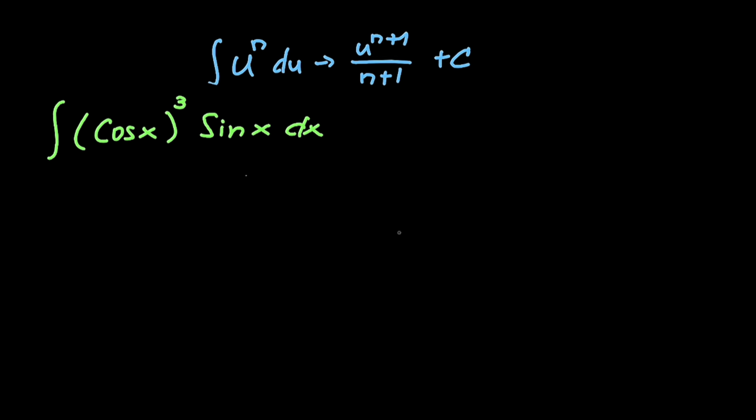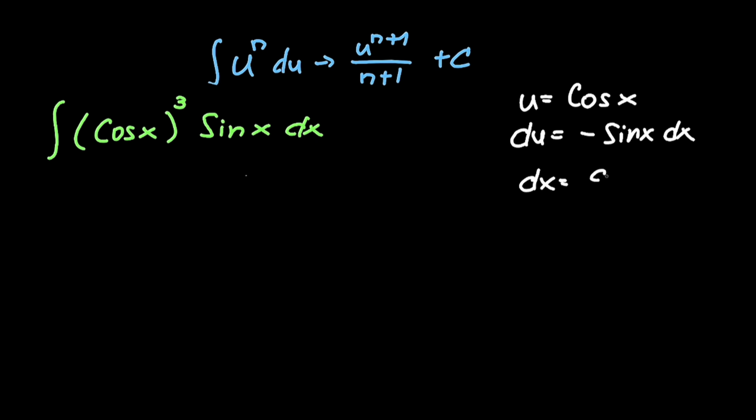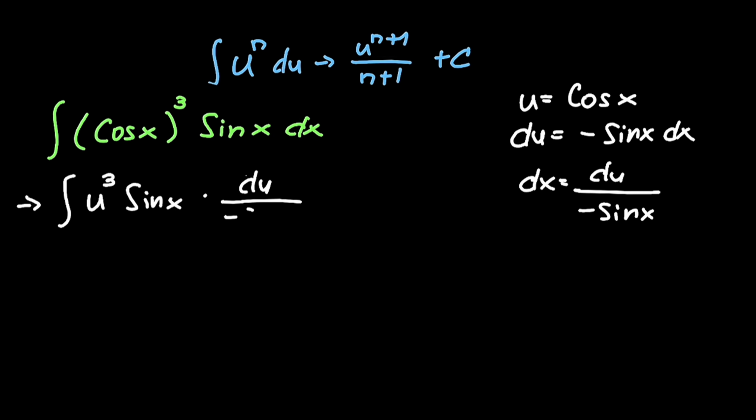Now, the integral of cosine of x raised to the power of 3 multiplied by sine of x dx. U here would be cosine of x. du would be the derivative of cosine of x, which is negative sine of x dx. So dx would be du over negative sine of x. The integral now would look like the integral of u cubed multiplied by sine of x, and dx would be du over negative sine of x.